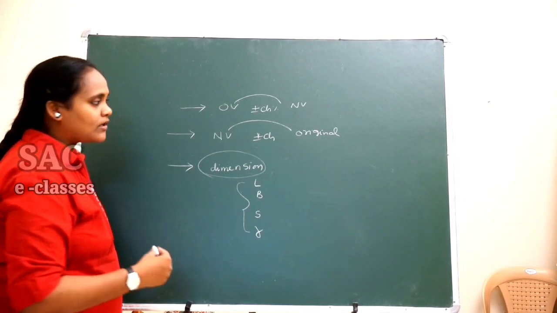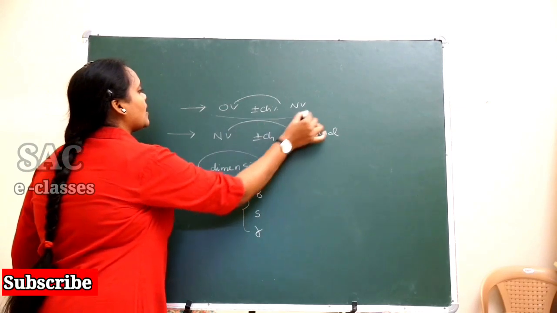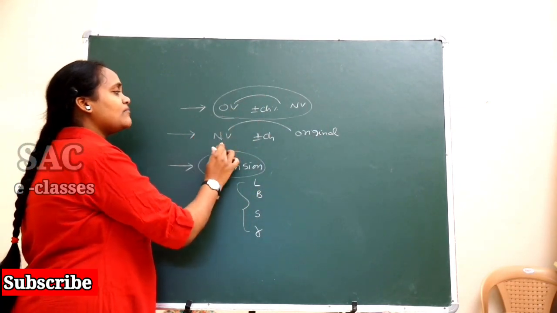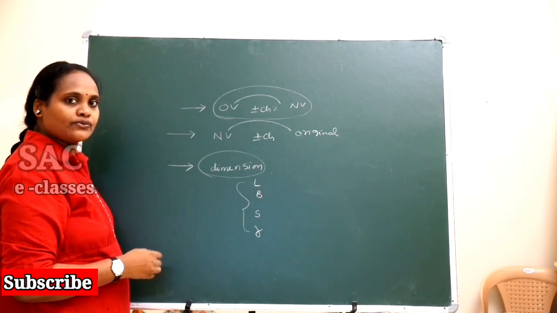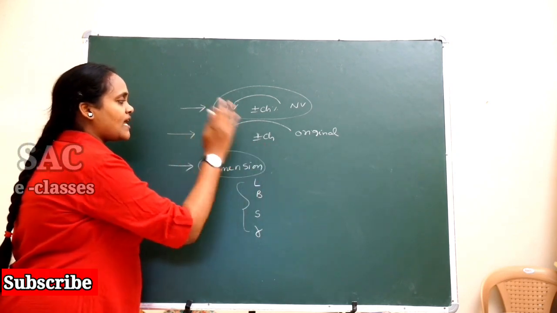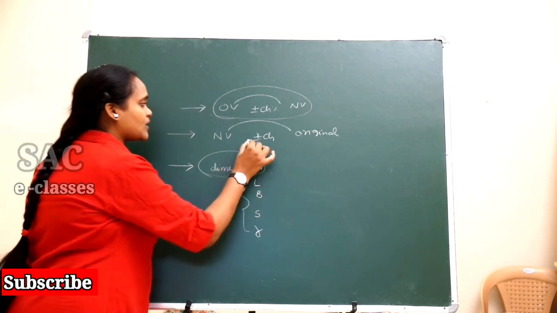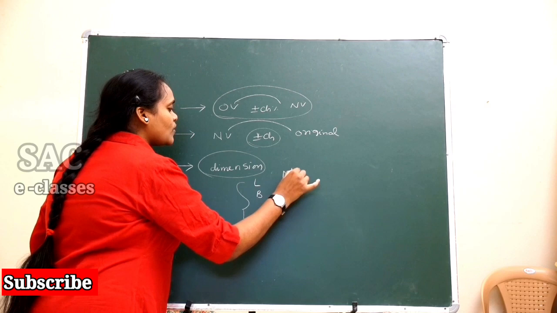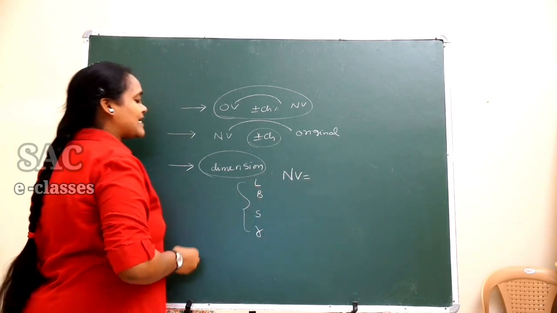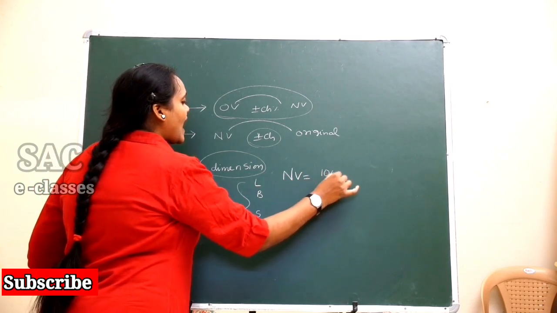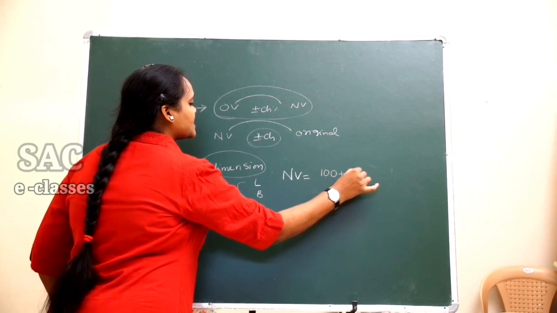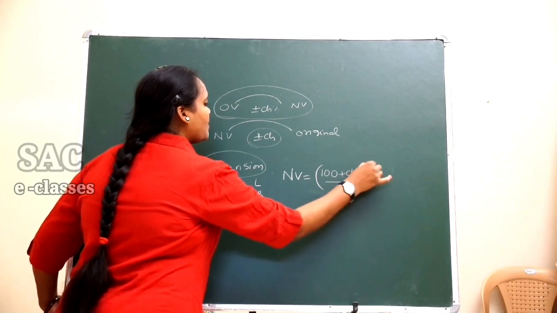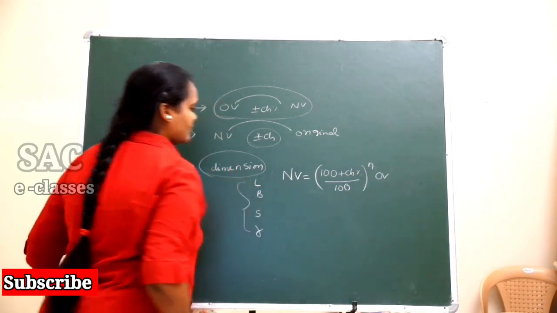Before going to learn, let us learn a formula which helps you find the relation between the original value and the new value, especially whenever you want to find out with respect to some change percentage. This can be written like this: new value is equal to (100 plus change percentage by 100) whole power n into original value.